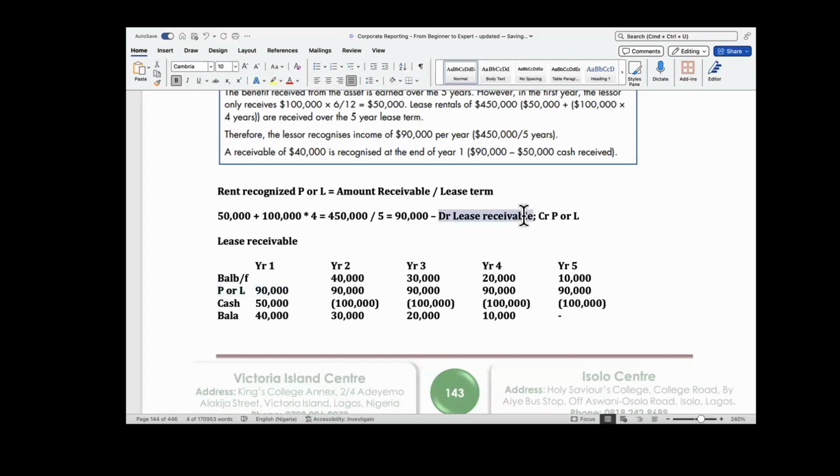You debited the lease receivable with this 90,000. The 90,000 will be recognized to P&L. And you would receive 50,000. That means at the end of year one, there will be a receivable of 40 that will go to non-current assets. We carry it to the next year.